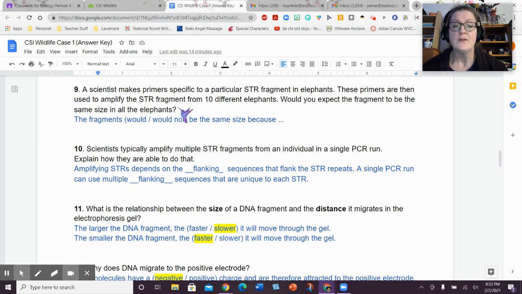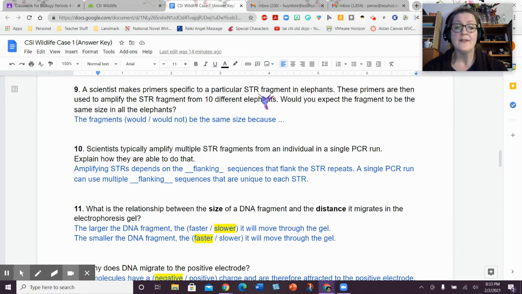Okay? All right. Question 9. So we've got a particular STR fragment. There's a particular allele that we want to take a look at. And we make these primers, and we're looking at 10 different elephants. Would you expect those fragments to be the same size? Would each one of those 10 elephants have exactly the same size DNA at that particular location?